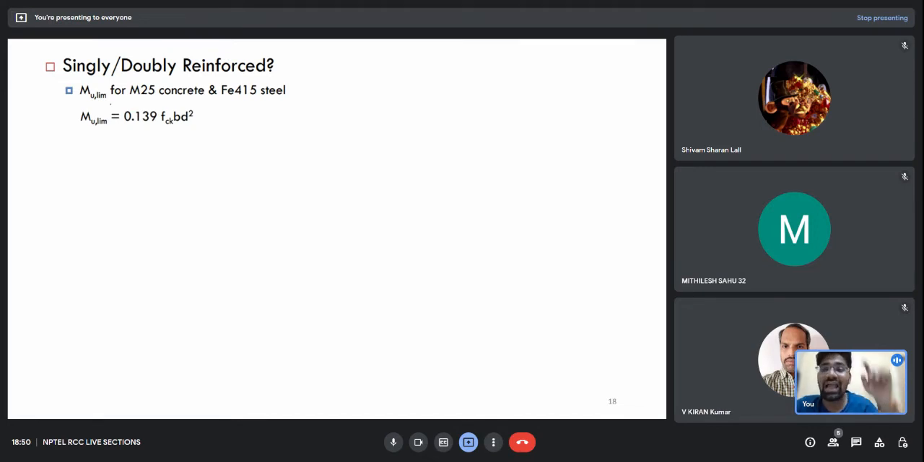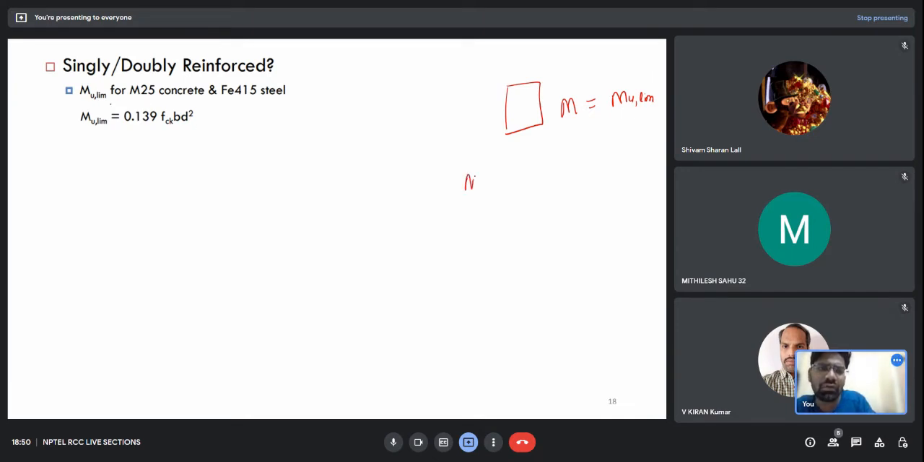So we already have the dimensions. I know my simply supported beam can take a maximum moment which is equal to Mu limit. So let's look. I know Fe415 and M25, so you can substitute that. I think you know from where this came.